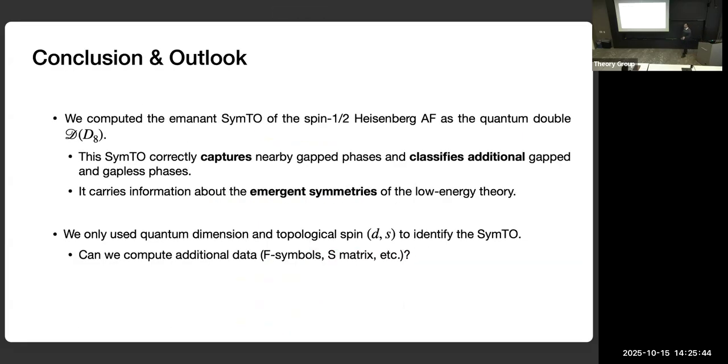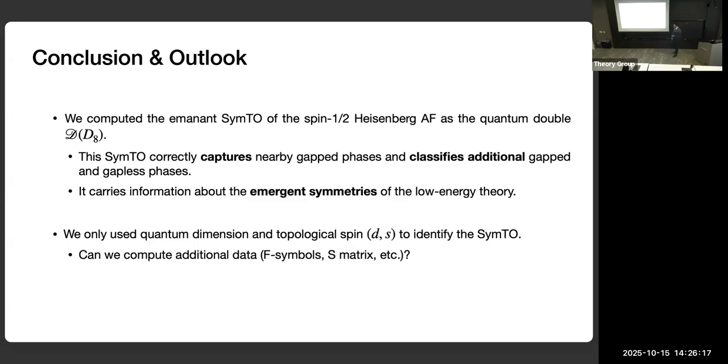Okay, so that sort of brings me to my conclusion. What I showcased is that I used ED and some numerical methods to compute the emergent SymTO of the spin 1/2 Heisenberg antiferromagnet that captures also the nearby phases. And then it carries some information about the emergent symmetries as well. So one hope would be that as you include larger and larger discrete subgroups of SO3, you can get larger and larger subgroups of SO4 as well. Maybe that's one thing to check.